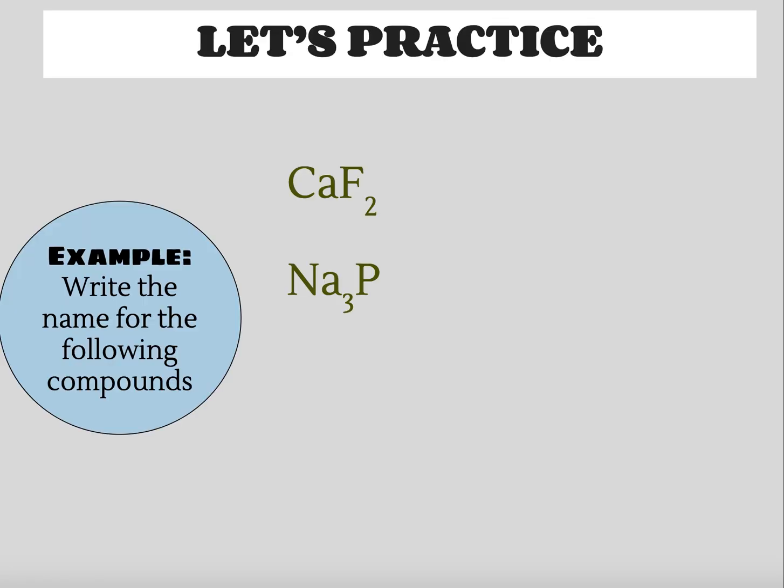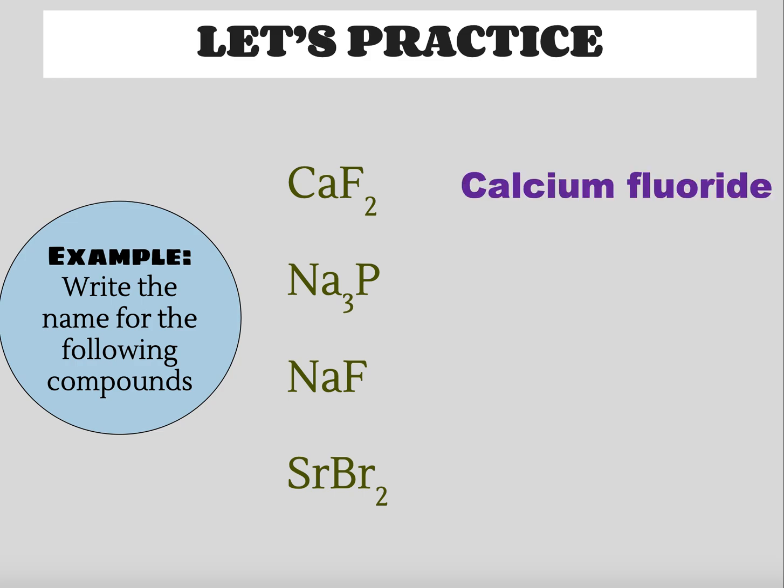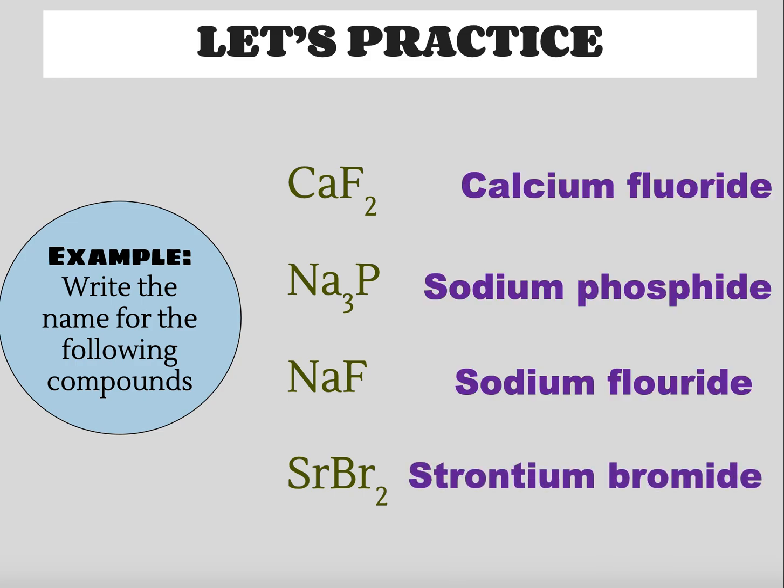Okay. So here's some 4 problems. Let's go through and practice these. So go ahead again, pause this, and try to write the name of these 4 compounds. Hopefully you did that. Here are the answers. Calcium fluoride, sodium phosphide, sodium fluoride, strontium bromide. Again, notice they are all ending in IDE.